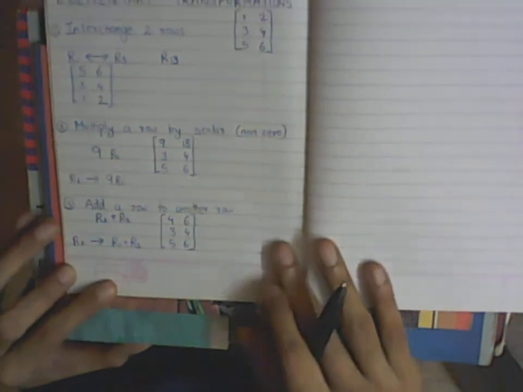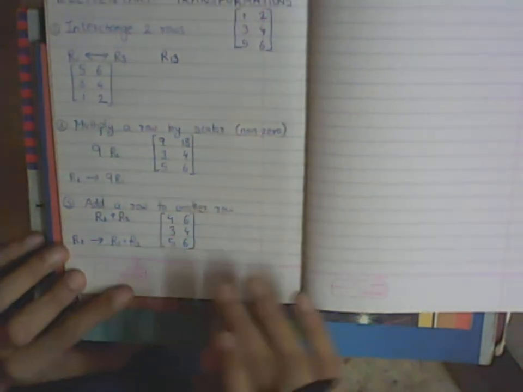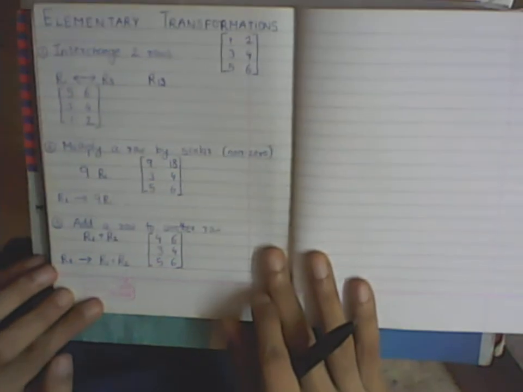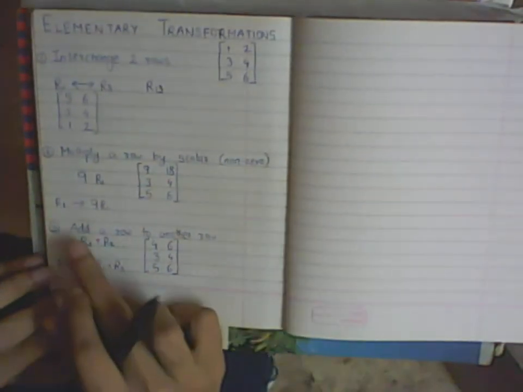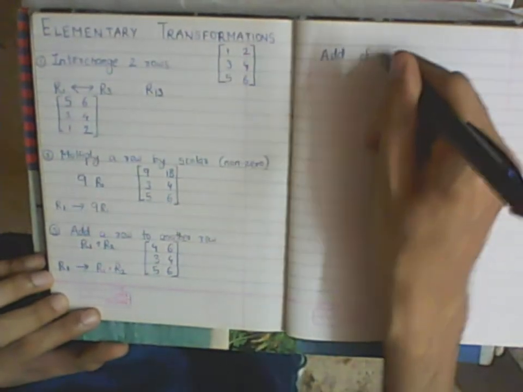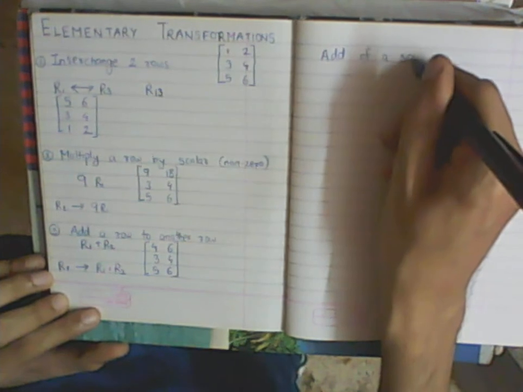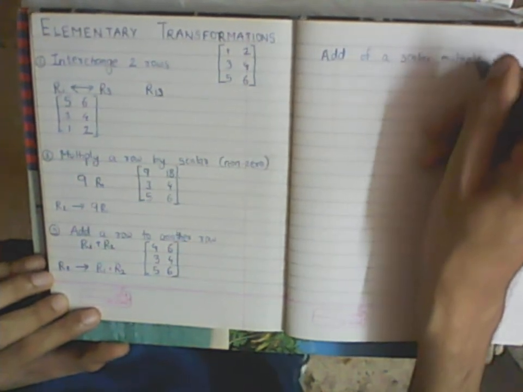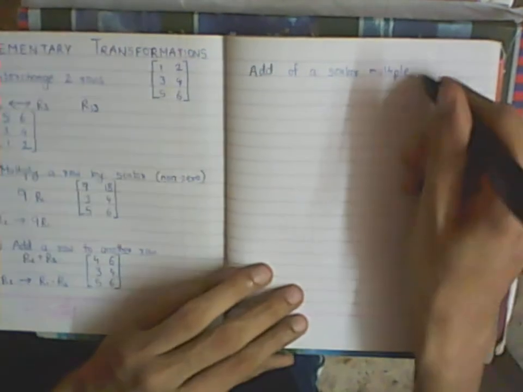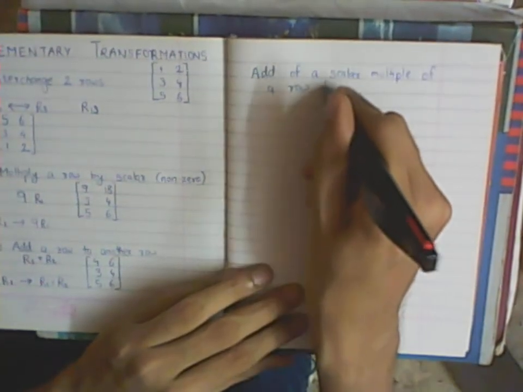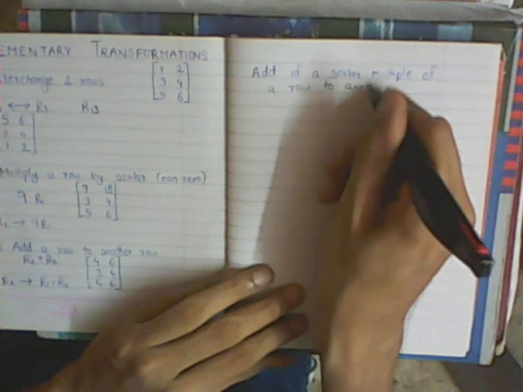So this is the third type of transformation. Now I know in some reference books, in some textbooks, you might see that the third transformation is not just addition of a row; it is addition of a scalar multiple of a row to another row.